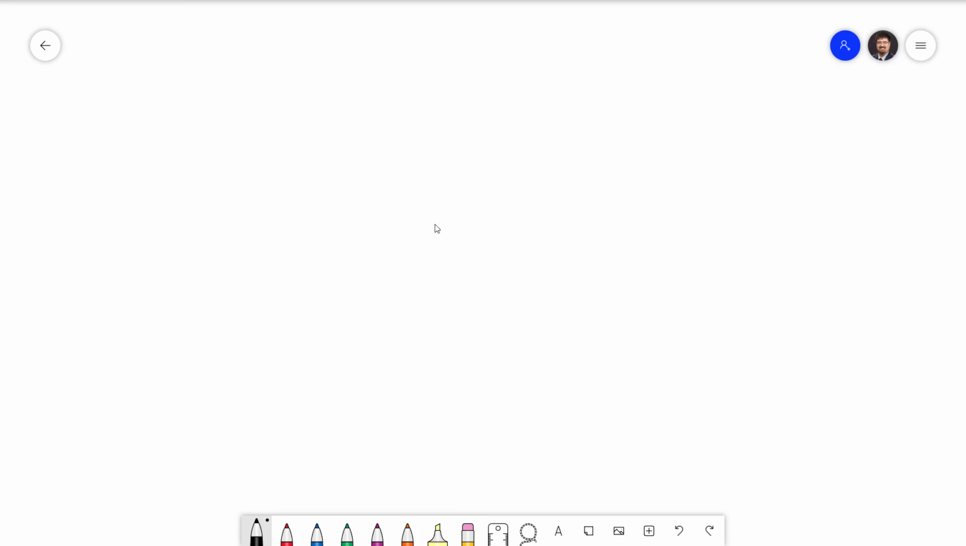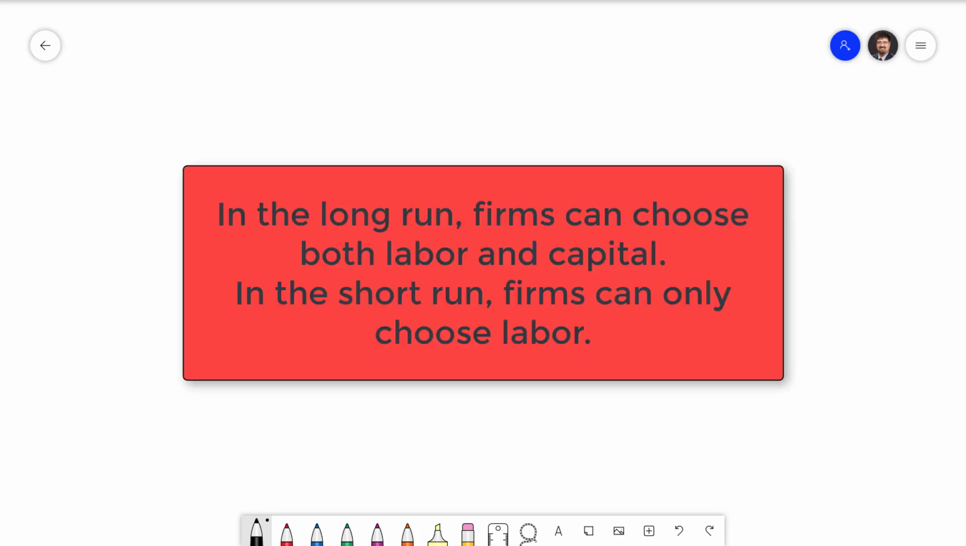Our final topic here is to think a little bit about the long run. Remember that in the long run, all inputs are variable and none are fixed. This means that firms can choose both labor and capital and can choose them to minimize the total cost. This differs from the short run, where capital is fixed and the firm can only choose labor. Whatever amount of capital they had in the short run, they're stuck with until the long run.